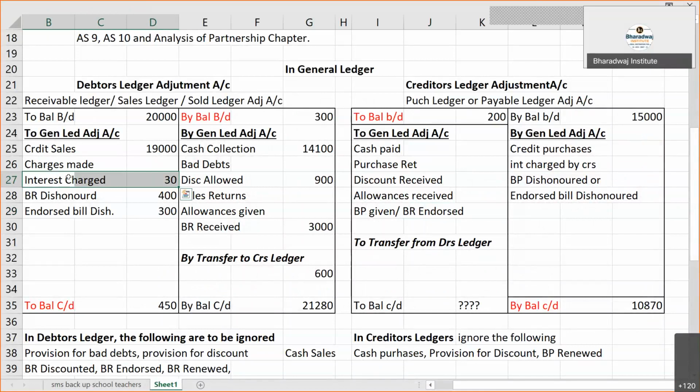Then, in the general ledger, creditors ledger adjustment account. Opening balance is 200. What and all will come? What are the credit purchases? 8,000. Bills payable dishonored. Bills payable dishonored is 500. That is withdrawn, 500.